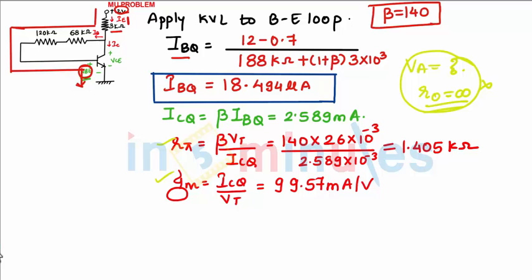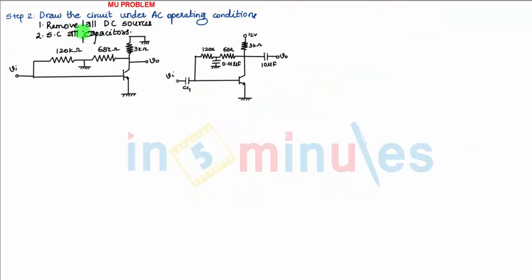Our next step is to draw the circuit under AC conditions. Under AC conditions, we remove all DC sources and short circuit all capacitors. So this capacitor which was here has been short circuited. The capacitor which was here, you can see, is replaced with a short circuit. This capacitor is replaced with a short circuit, and this capacitor is replaced with a short circuit.